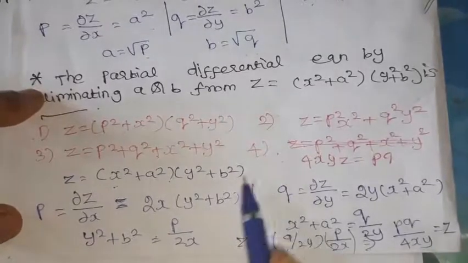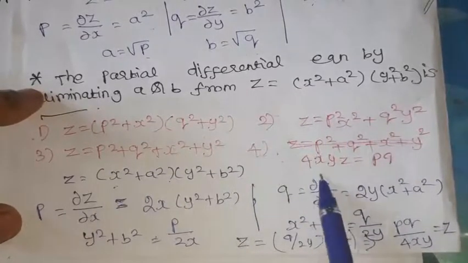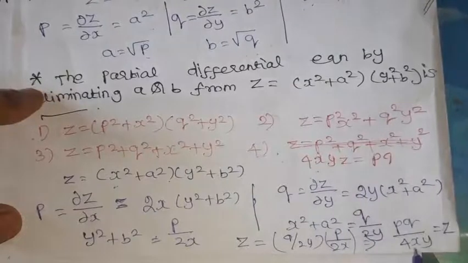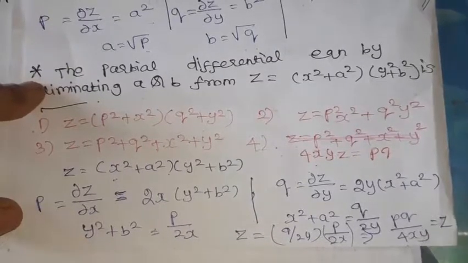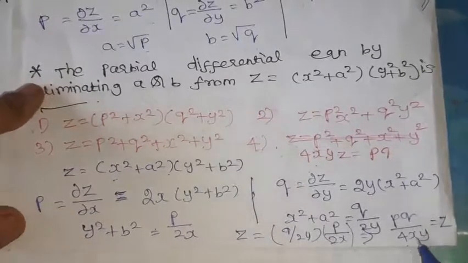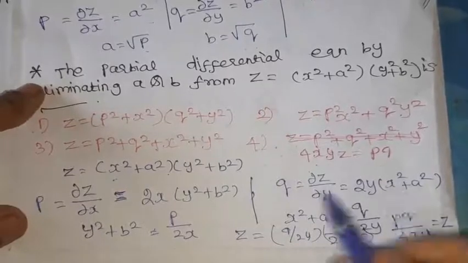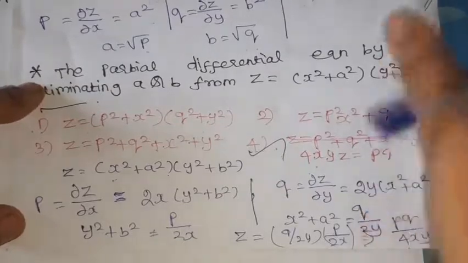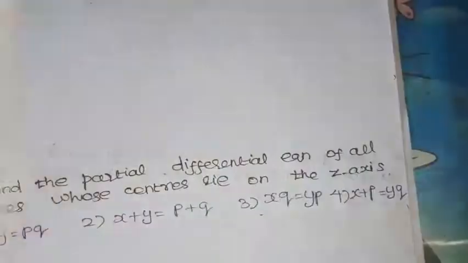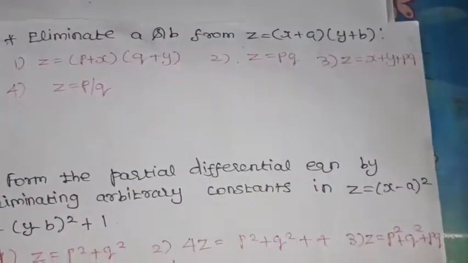Or can we write according to the option? Check with option C. 4xyz equal to pq. Going this in the denominator, what is in the denominator? 4xy, that will go to that side. 4xyz equal to pq. Option 4 is the right option for this problem. We'll move on to the next example problems.